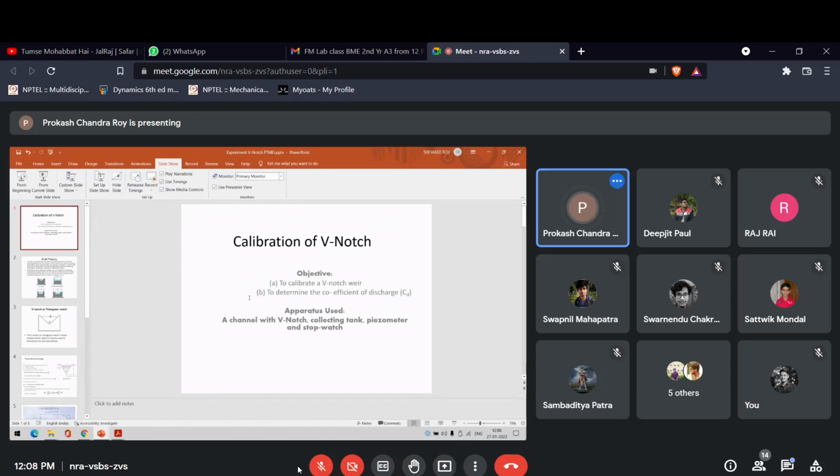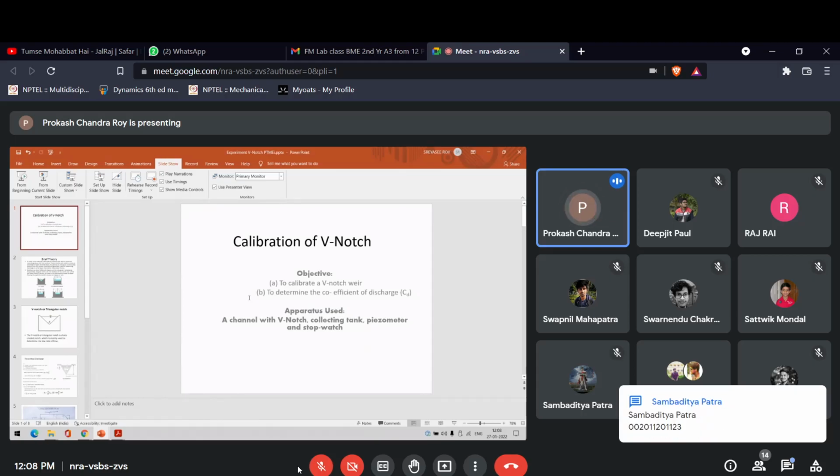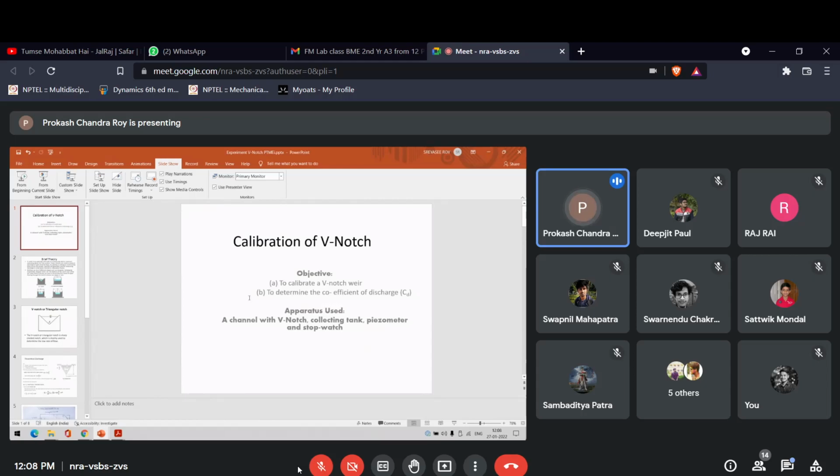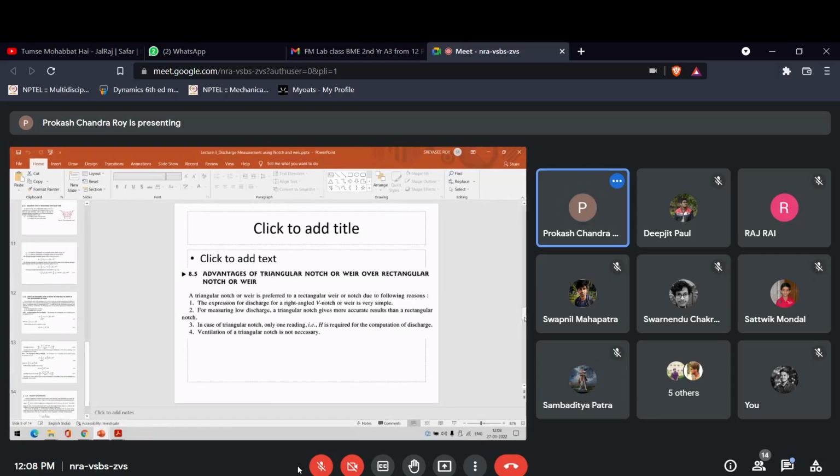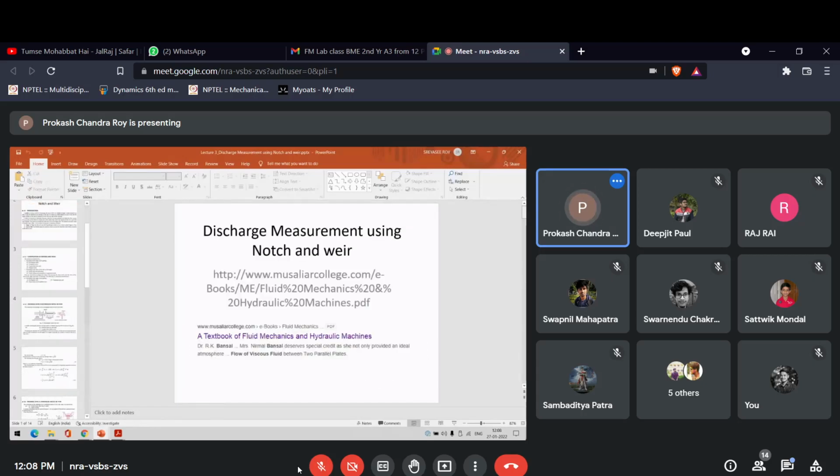And in the demonstration I will show a channel with a V-notch, collecting tank or volumetric tank, piezometer and stopwatch. So those are the things that will be shown in the demonstration, and how to do the calibration, what is calibration, I will discuss here. But before going to that, I will take a few slides to show the theory.